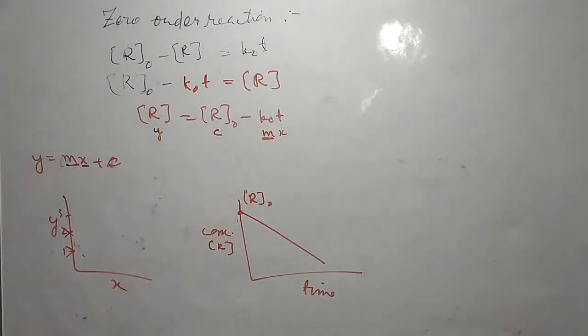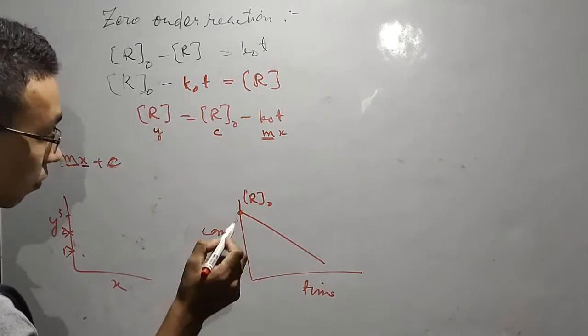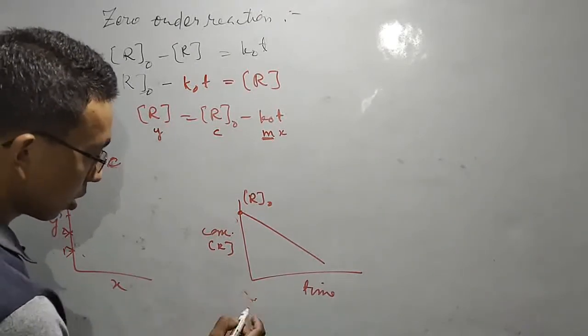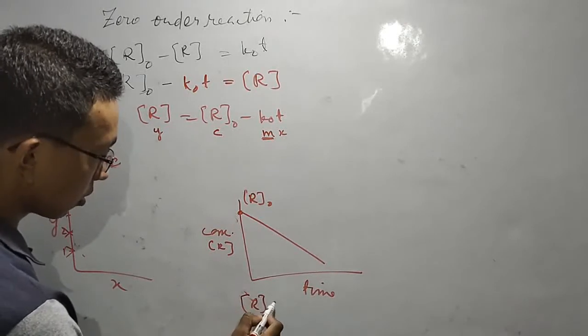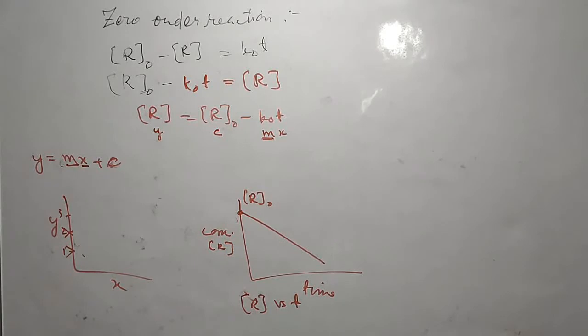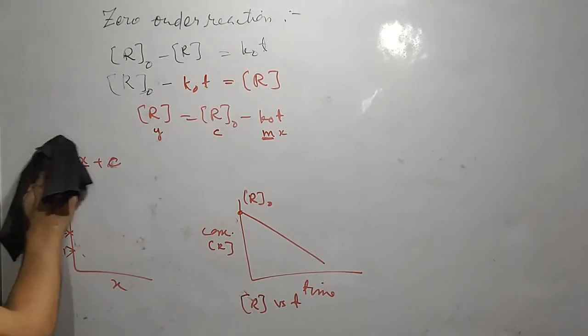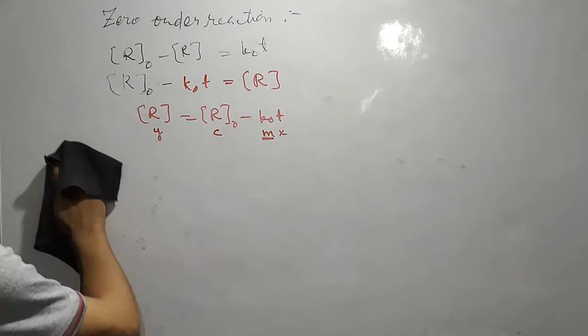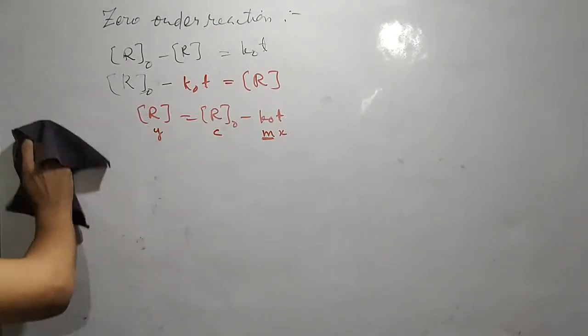Okay, now this is how the graph will look for the zero order reaction. This is for concentration versus time. This is how the graph will be. I want you to go through a more detailed understanding of the equation of a straight line. Clear?